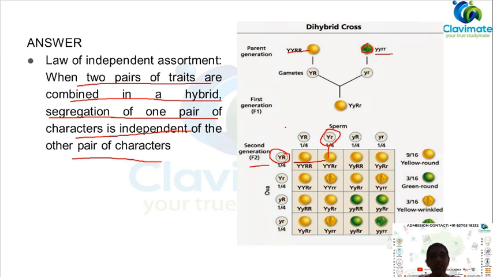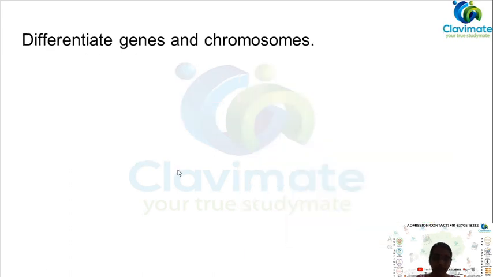If they are not independent, what happens? Capital Y and capital R will always be together, and small y and small r will always be together. Now if they are independent, we get capital Y small r and small y capital R also. So they are independent with respect to segregation.